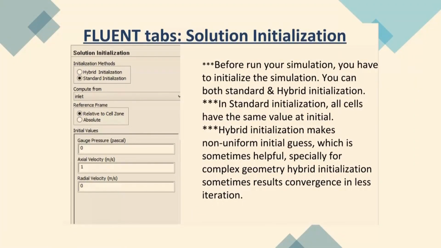Initialization. You have to give some initial value, and every time you run a simulation, you have to do the initialization. There are two ways of doing the initialization. One is called the standard initialization, where you put in all the values, and another is called the hybrid initialization. You don't need to do anything, just click it. It will do it all together, initialize your system, and then start the simulation.